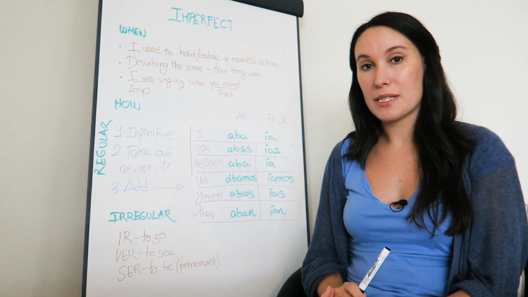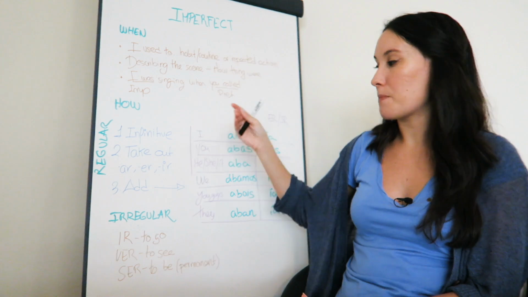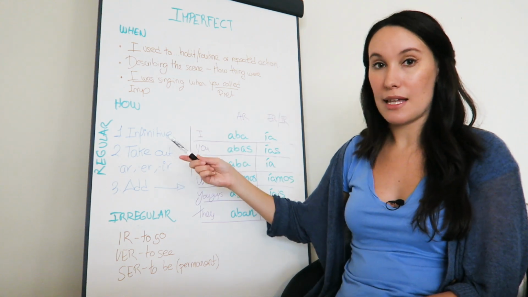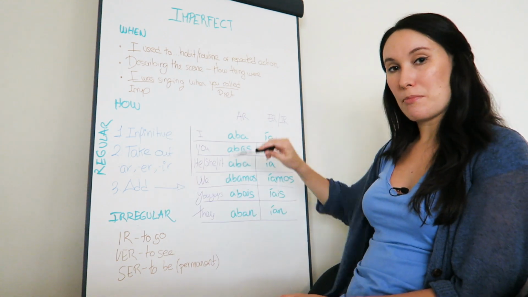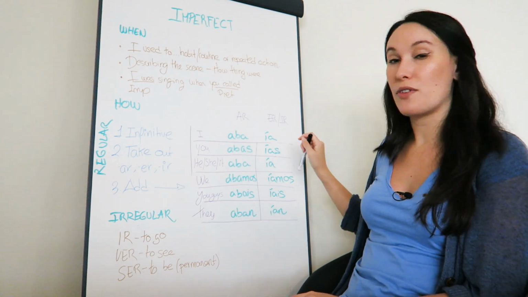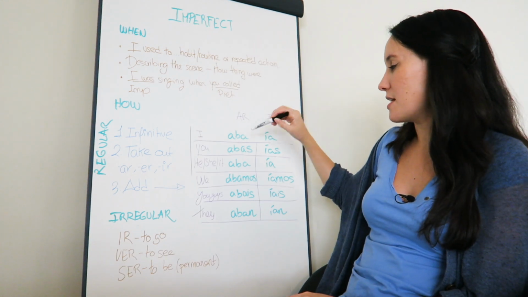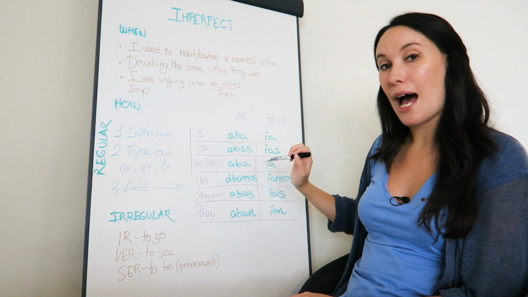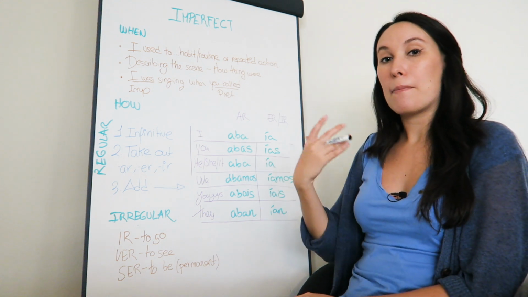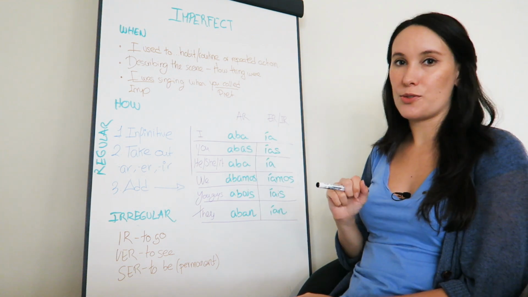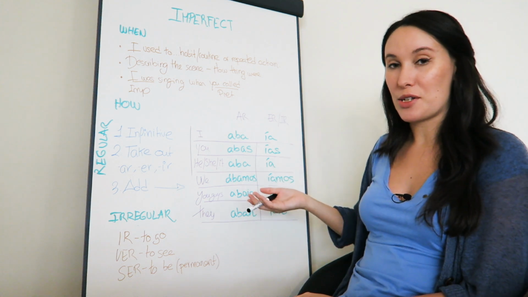First, the regular verbs. If I have a regular verb, I have an infinitive, to do something. I'm gonna take out the ending, the AR, ER, or IR ending, and then I'm gonna add the imperfect endings. We only have two sets of endings. AR verbs have this set of endings: aba, abas, aba, ábamos with accent, abais, aban. For example, hablaba, I used to talk.